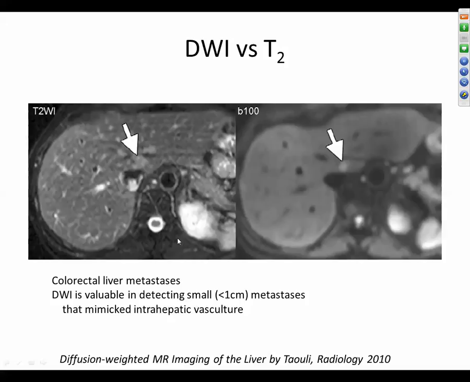Here are colorectal liver metastases of small size. It's easier to detect them in the DWI with b factor set to be 100 than in the T2 weighted images. Because in T2, there are many small vessels that can be easily confused with lesions. And here, in the DWI, those vessels are suppressed, so lesions stand out.